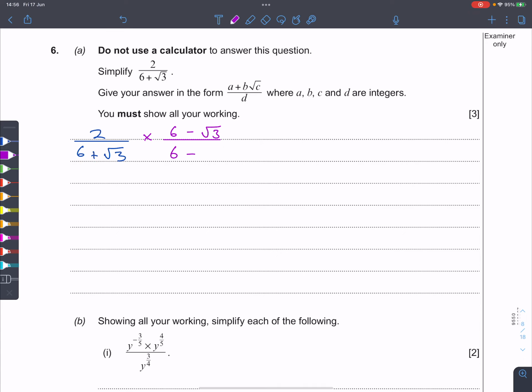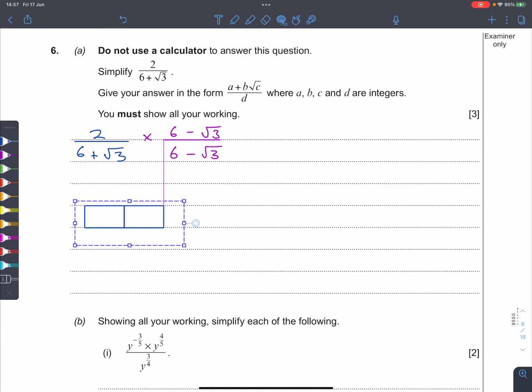As long as I multiply the top and bottom by 6 minus root 3, then I'm multiplying and dividing by the same thing. So 6 minus root 3 over 6 minus root 3 is something over itself, which is 1. So I'm multiplying by 1. Now to expand the top, because I've got 1 term multiplied by 2 terms, I'm going to use a 1 by 2 grid. So I'm going to put my 2 on one side, my 6 minus root 3 on the top, and then I'm going to start multiplying.